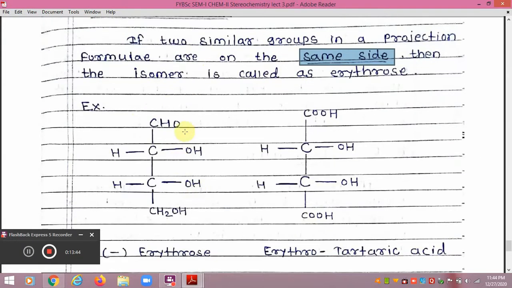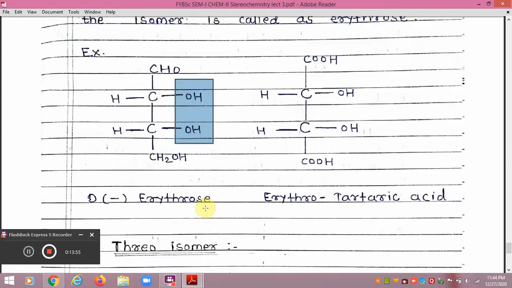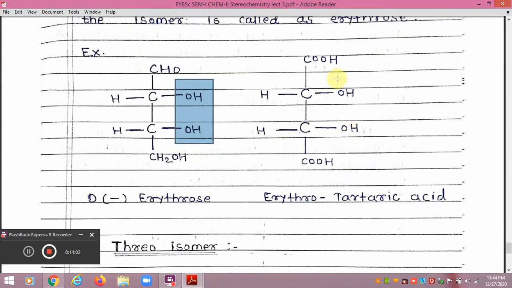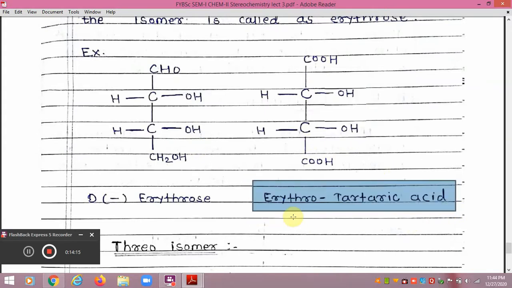Here you can see, both are asymmetric carbon atoms, but the similar groups attached to the asymmetric carbon atoms are present on the same side. That's why it is called erythro, and this is the structure of a sugar actually, and that's why it is called D-erythrose. Actually here this is tartaric acid, which has two asymmetric carbon atoms, and both have the similar groups on the same side. That's why this molecule is called erythro-tartaric acid.